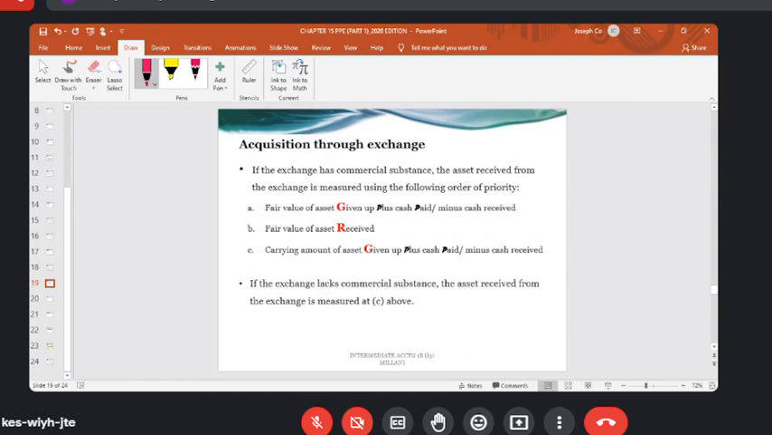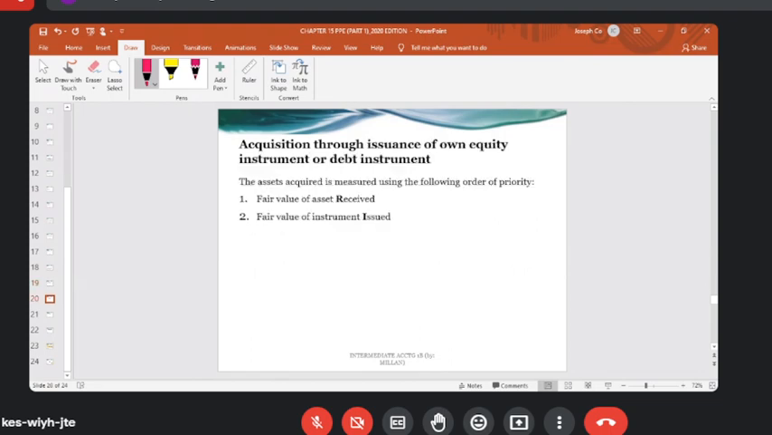The asset received from the exchange is measured at letter C above: book value given up plus cash paid minus cash received. And then acquisition through issuance of own equity instrument or debt instrument. The asset acquired is measured using the following order of priority: fair value of asset received and fair value of the instrument issued.